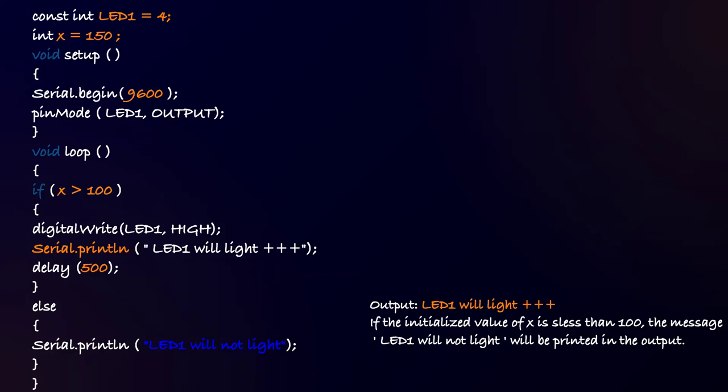Now, in the loop, if x is greater than 100, digitalWrite LED1 HIGH. What we need to print: LED1 will light. Okay. Delay 500. Else print LED1 will not light. Very simple code. Only an if-else statement is given. Okay. Hope you have understood this code over here.